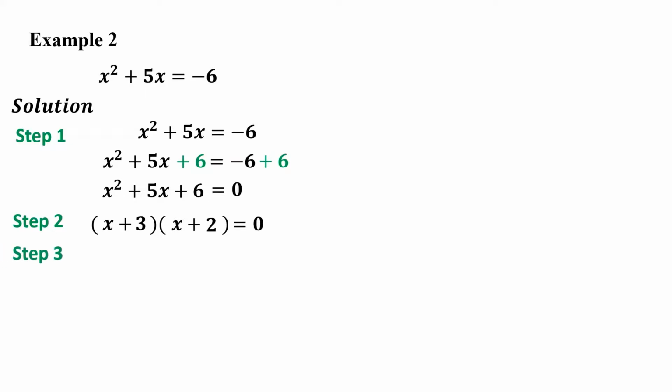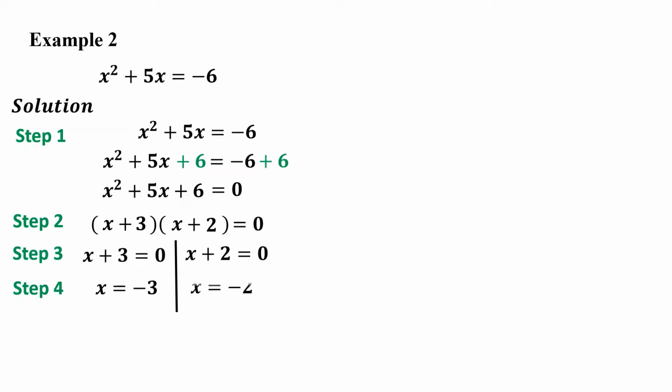Step 3. Since we already know the factors of the given equation, we will now apply the zero product property. In the zero product property, we equate the factors to 0. So, we have x plus 3 is equal to 0, and x plus 2 is equal to 0. Then the fourth step, we find the value of x. It's simply transposing the 3 and 2 to the other side of each equation. Then, we have x is equal to negative 3 and x is equal to negative 2.